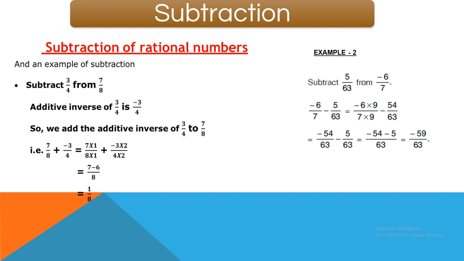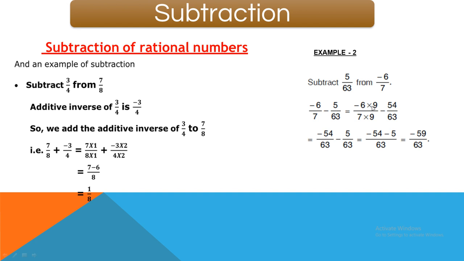If the question comes of the type subtract 5 by 63 from minus 6 by 7, we know that we have to write the 'from' number always first. So first write minus 6 by 7, and as we have to subtract, this is the sign for subtract, because we are subtracting 5 by 63. Now 7 and 63, the denominators are different, so we'll take the LCM. LCM of 7 and 63 will be 63. So we will change the denominator of minus 6 by 7 so that the denominator is 63.